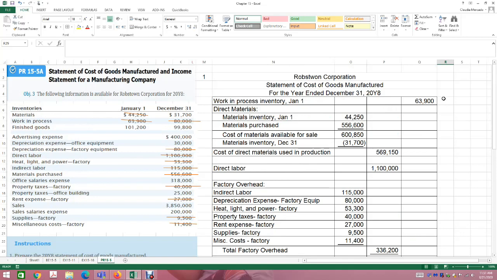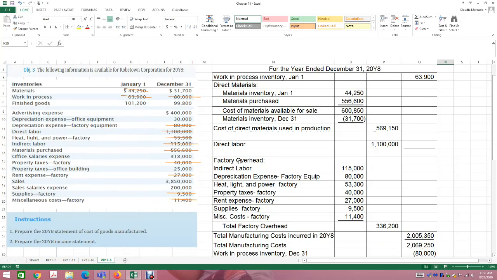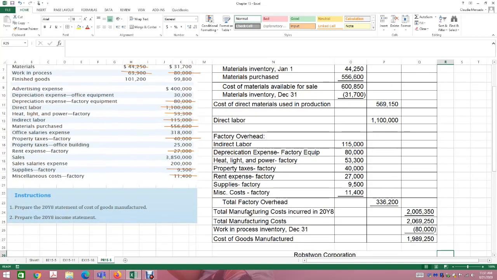So let's go through this real quickly, at a high level. You always start off with your beginning work in process from last year or last period. You calculate your total cost of materials put into production for that particular year or period, which was 569,150. Your direct labor, 1.1 million. Your factory overhead, anything associated with the factory. You add it together and you get your total. Then you can calculate your total manufacturing cost incurred for that year. You add your materials, your labor, and your overhead, and you get this number right here of 2,005,350.